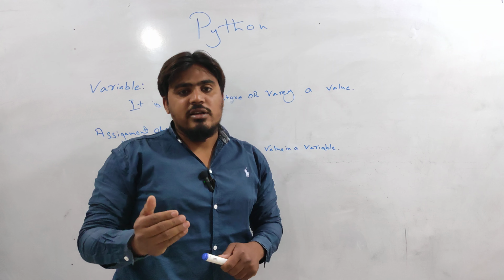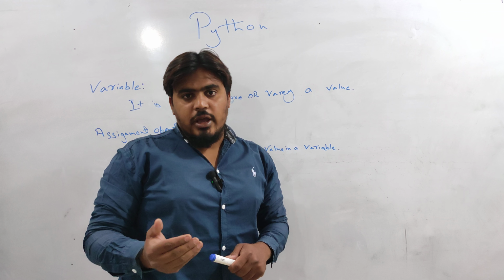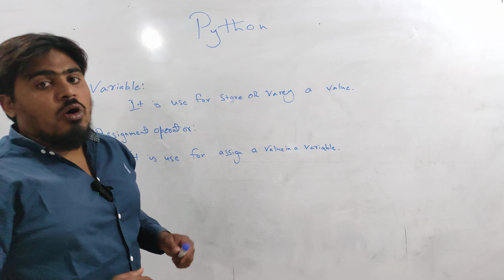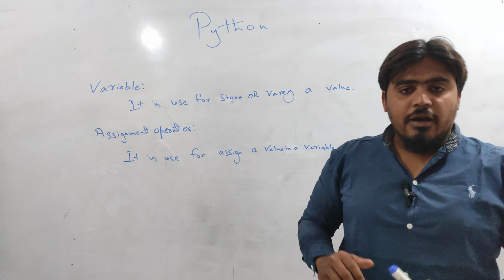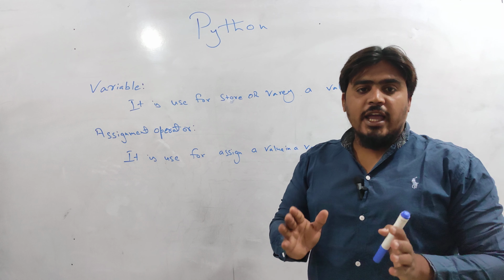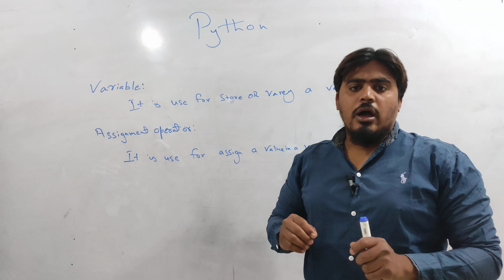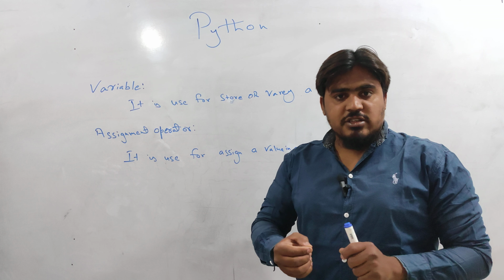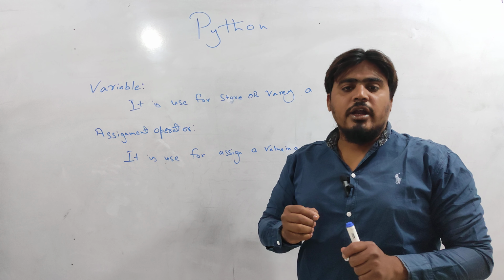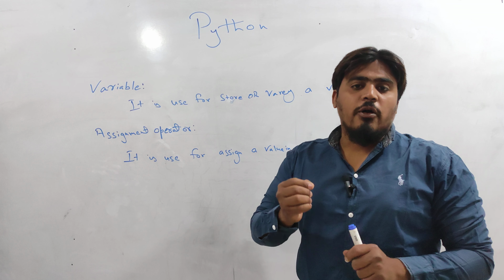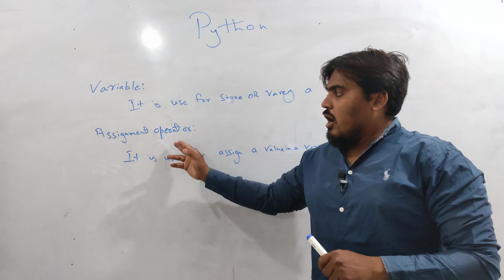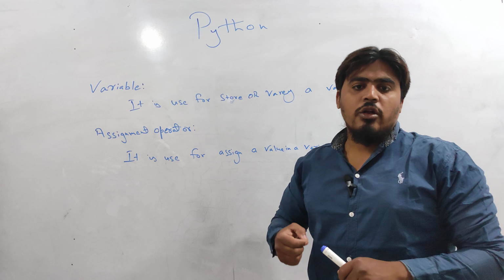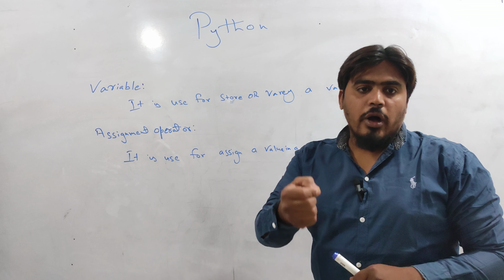Today we discuss Python's variables, how a variable works, what the meaning of a variable is in the Python programming language, and what the assignment operator is. Basically, a variable is used to assign a value. A variable can store a value. The value might be a string value, an integer value, any data type of value can be stored in a variable. What is the work of the assignment operator? The assignment operator helps to store or assign a value to a variable.